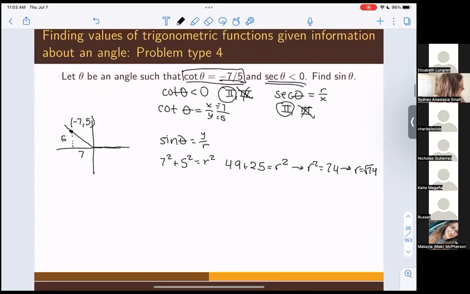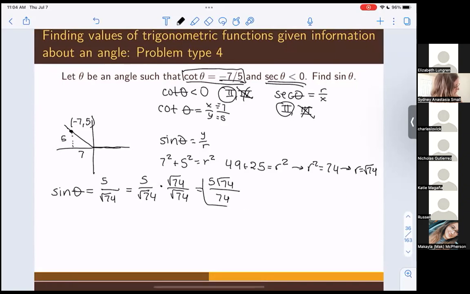And then we can just solve for the sine of theta. Sine of theta is y over r, so our y value is a +5 because we are in quadrant 2 going in the positive y direction, over our r, which is square root of 74. Again, the square root is in the denominator, which is a no-no, so we're going to get it out of there by rationalizing, and to do that, we just multiply both the numerator and denominator by the square root we are trying to get rid of. So numerator, we get 5 times the square root of 74 over 74. And that is our final answer.